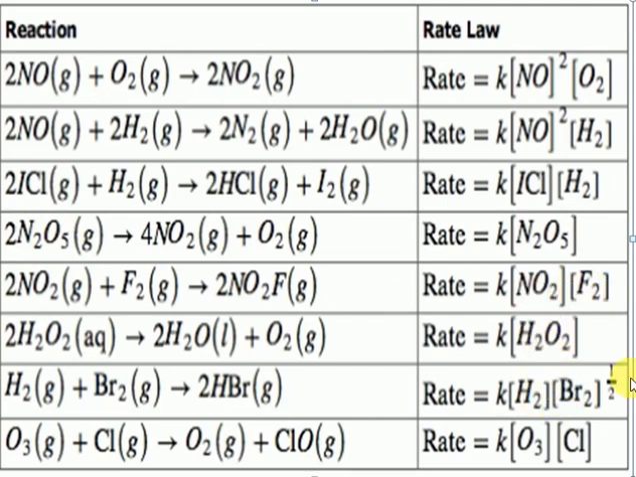Consider 1 plus 1 by 2. 1 plus 1 by 2, how much will it be, students? 1 plus 1 by 2, 2 by 2, 3 by 2 only. 3 by 2 will come only. Next one is O3 plus Cl only. This also comes under the category of second order chemical reaction. So what is the order? It is nothing but the sum of the powers of the concentration terms. Order is nothing but the sum of the powers of the concentration terms only.